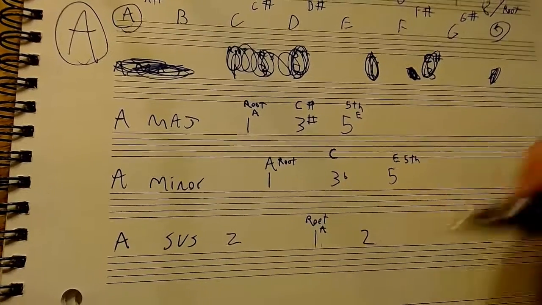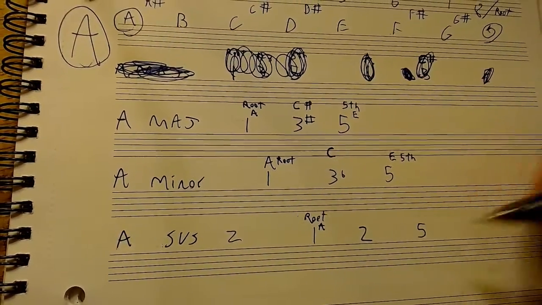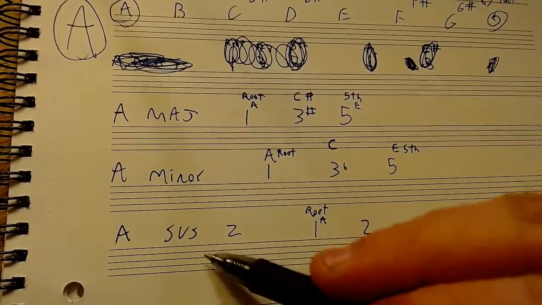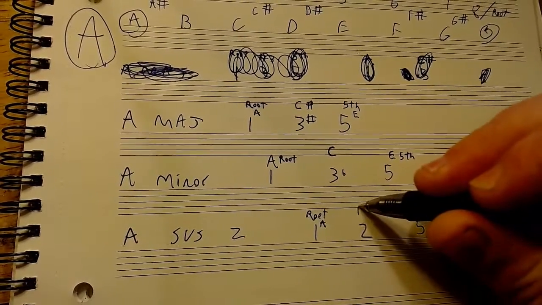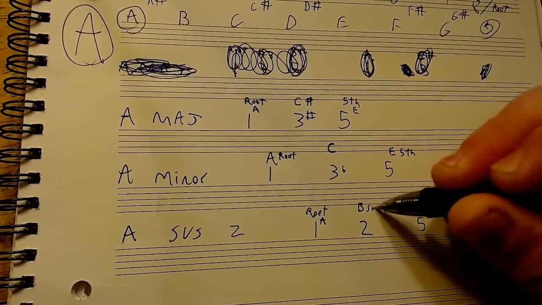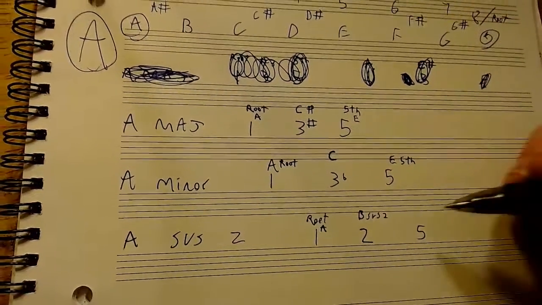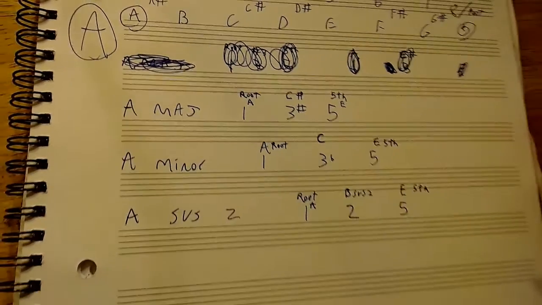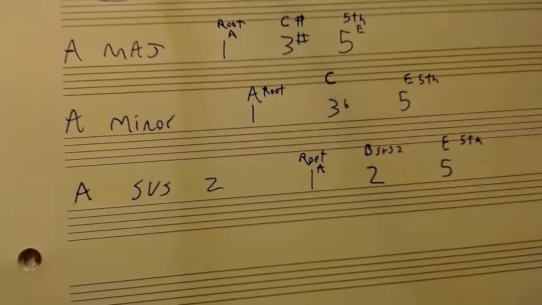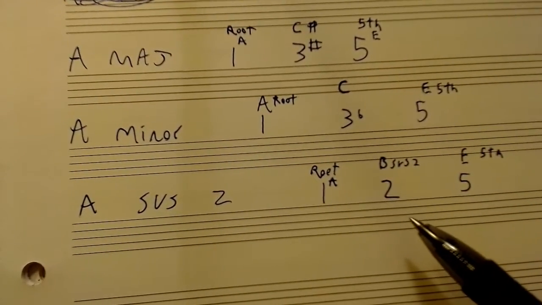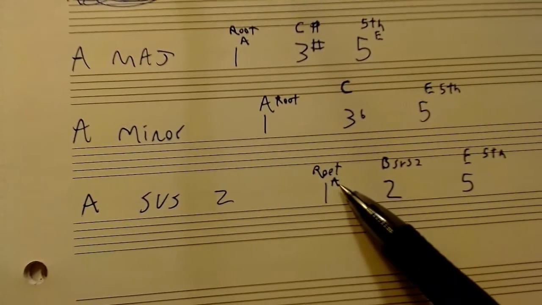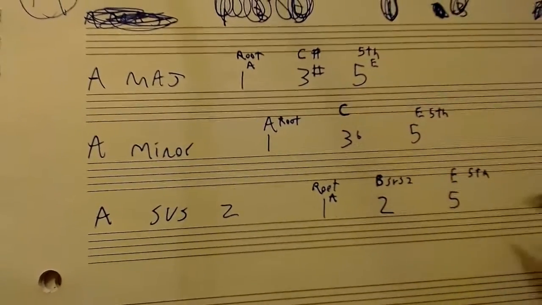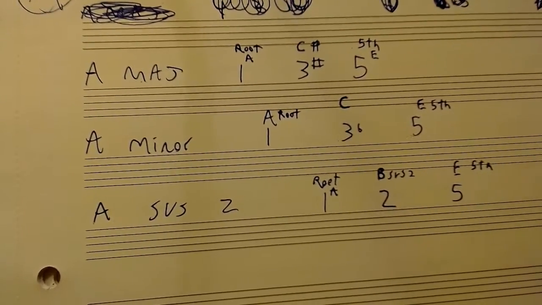Okay, so this is a 1, 2, and 5 chord. The 2, obviously, sus2. Our second degree is B, and that is our sus2. The fifth is a plain old no fuss E. Okay, so this is a sus2. We've got an A, which is our root. We've got a B, which is our sus2, and we've got an E, which is our fifth.